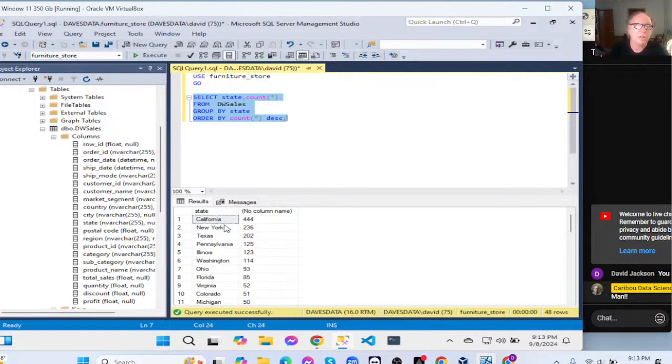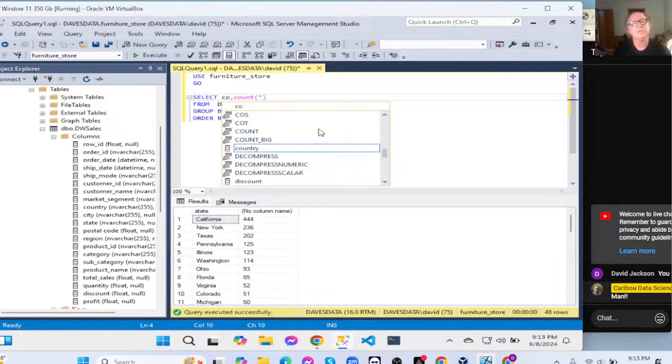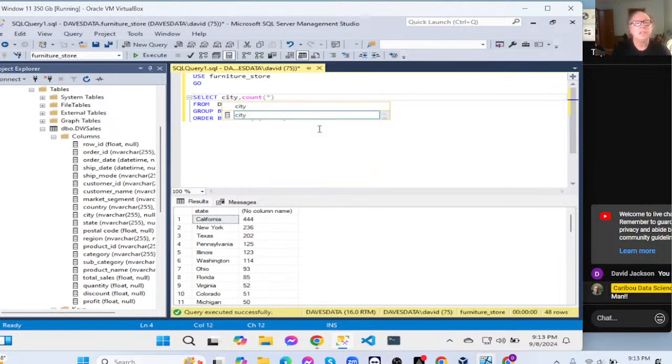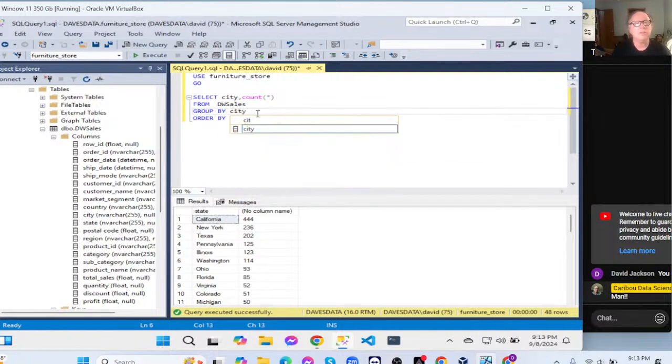So let's see which states have the most orders. Descending. California, New York, this shouldn't be that big a surprise, should it? California, New York, Texas, and Pennsylvania.